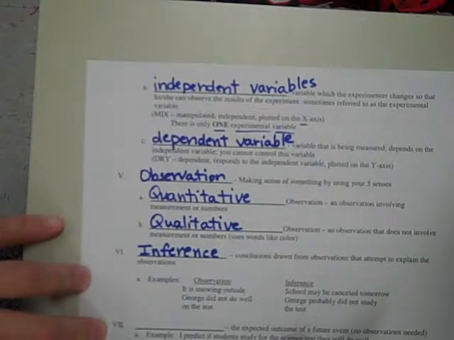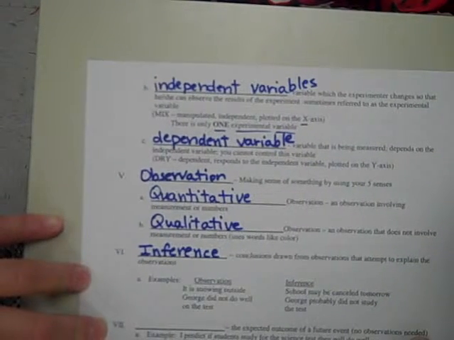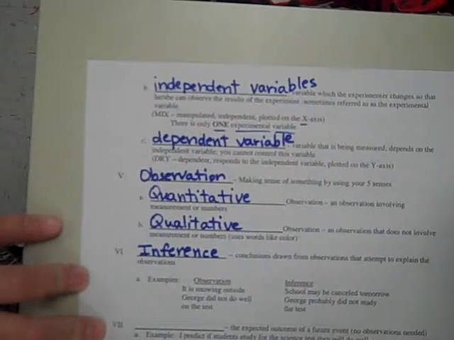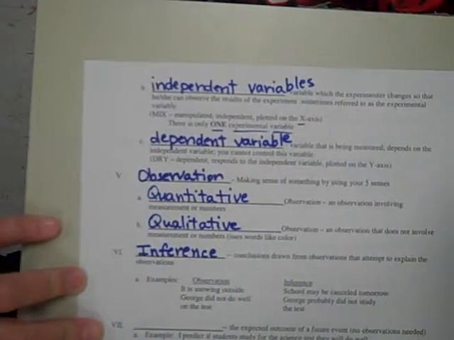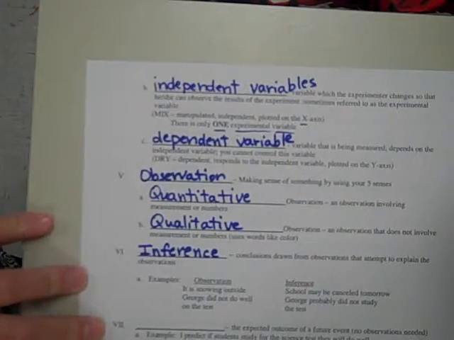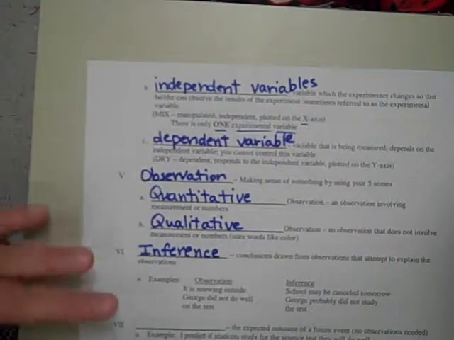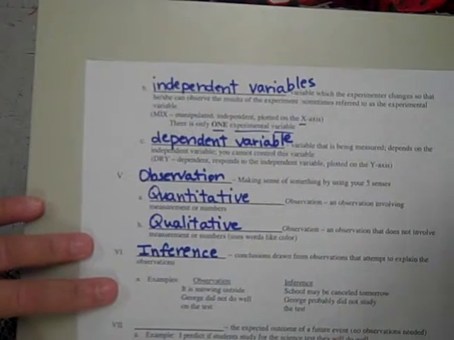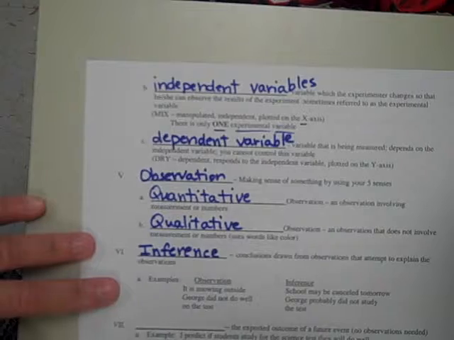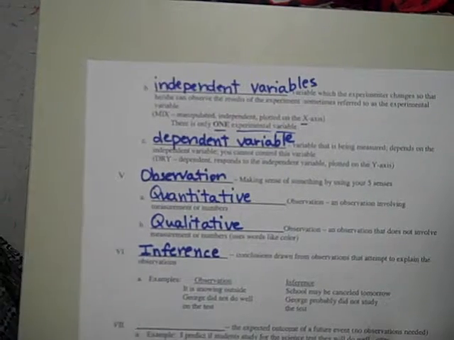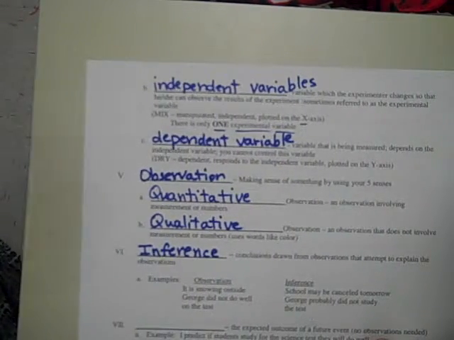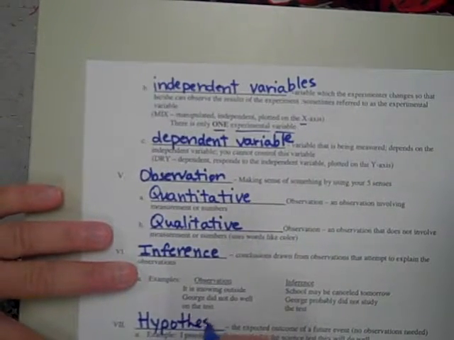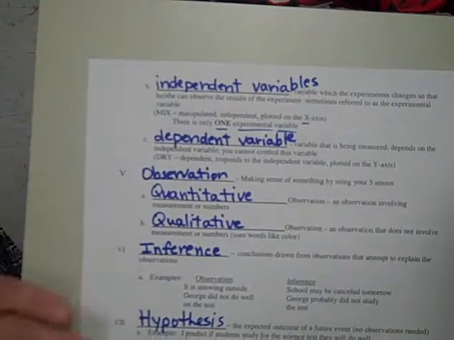Moving on, the expected outcome of a future event. No observations needed. I predict if students study for the science test, they will do well. Okay? What is that going to be called? The expected outcome of a future event is something we've already used, but we can think of it another way. Really, you create this before you make your observations, and that's going to be your hypothesis. Lots of importance on the hypothesis.